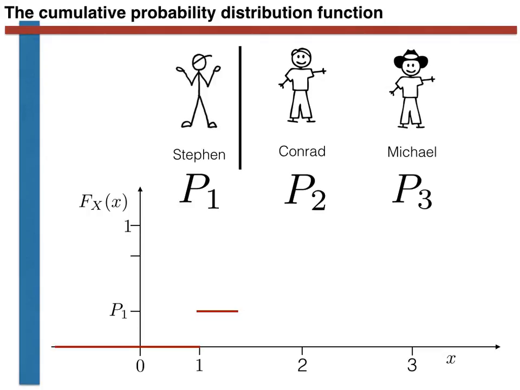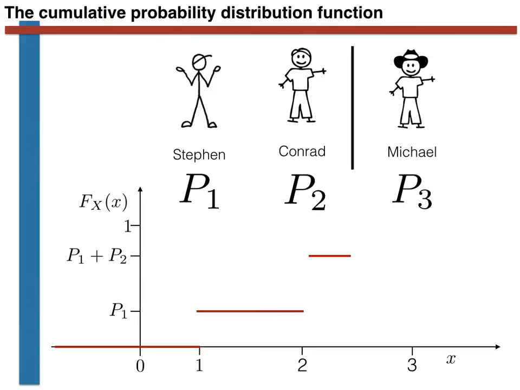The cumulative probability thus drops to P1, the probability that we pick Stephen. Stephen remains the only member of the subset until x reaches 2. For x equals 2, both Stephen and Conrad are members of the subset. Furthermore, picking Stephen and picking Conrad are two mutually exclusive outcomes from this experiment. We can thus calculate the probability that capital X is less than or equal to 2 by adding together the probability that you pick Stephen, P1, and the probability that you pick Conrad, P2.